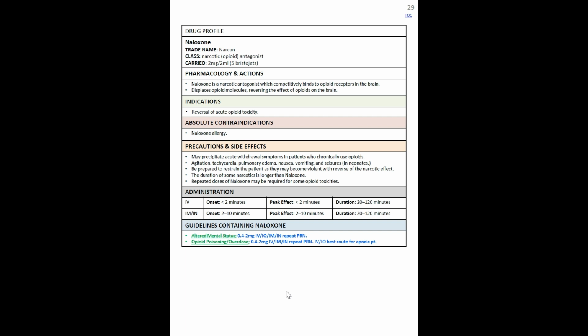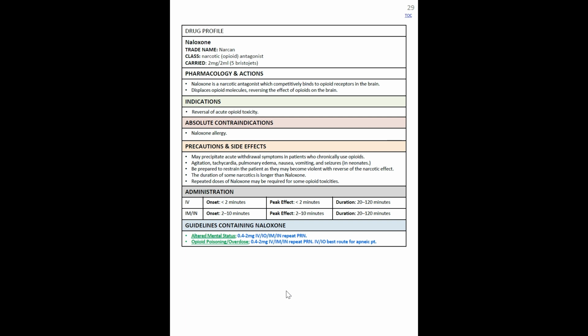Some pharmacology and actions behind Narcan and how it works. It is a narcotic antagonist which competitively binds to opioid receptors in the brain. If you want to equate that to a child protection cover on an outlet, it binds to the outlet and doesn't allow, let's say, a fan to plug into that outlet. So, quote unquote, that is how Narcan would work: it binds to the receptors to not allow a substance like an opioid agonist like morphine or fentanyl or heroin to bind to those same receptor sites. So it basically displaces opioid molecules, reversing the effects of opioids on the brain.